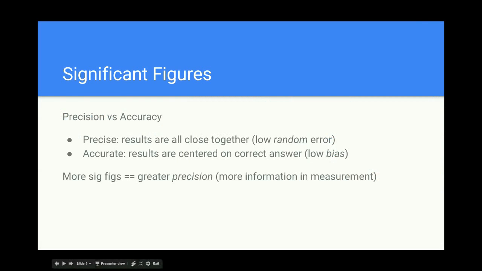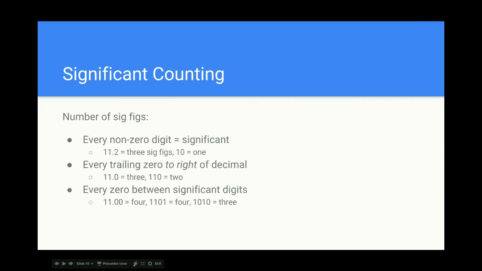So significant figures tell you how much actual information is contained in whatever measurement you've made. For various kinds of math, you have to know how many sig figs are in your measurement, where the significant figures are. Which actual digits are significant and which are just filler. Every non-zero digit is going to be significant.